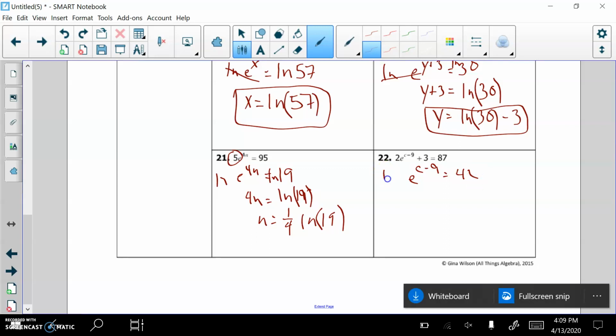Now that I've isolated, I can natural log both sides. That gets me c minus 9 is equal to the natural log of 42. Then I want to add 9 to both sides. Not taking the natural log of 51. We're taking the natural log of 42 and then adding 9 to that result.